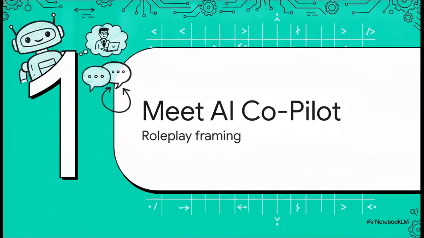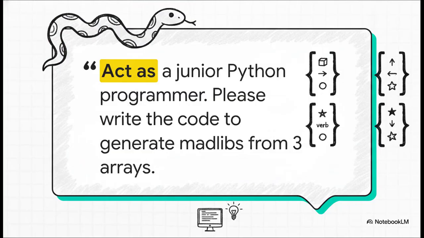Let's focus on the concept of role-play framing. So what is role-play framing? Well, it's exactly what it sounds like. We explicitly tell the AI to take on a very specific persona before we even ask it to solve a problem. Notice how this prompt starts: act as a junior Python programmer. By giving the AI that clear instruction right out of the gate, we're priming it to generate an immediate, highly targeted script. Then we just feed it our precise constraints.